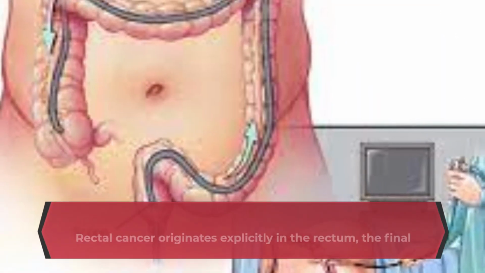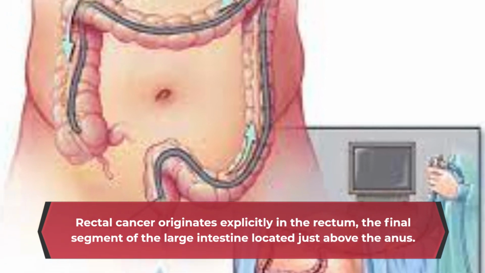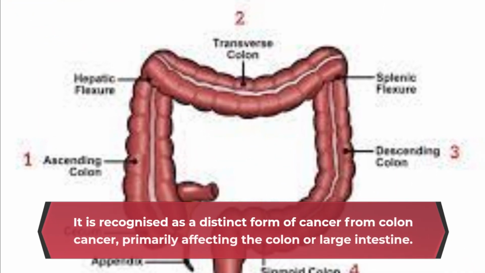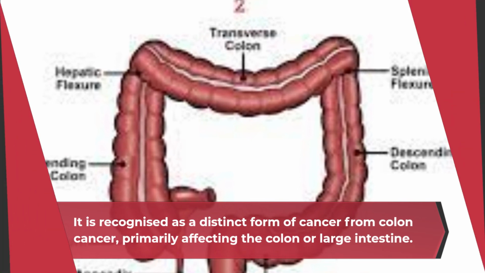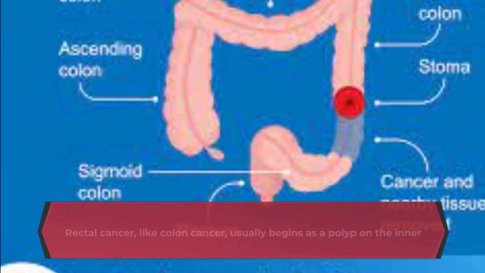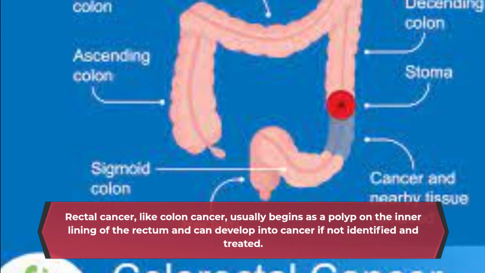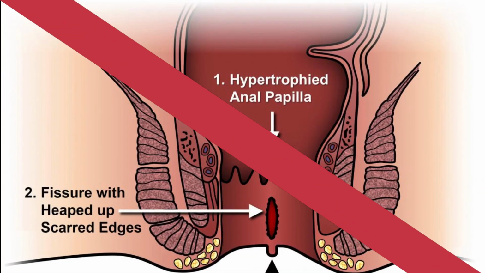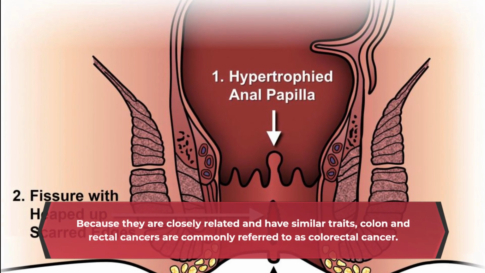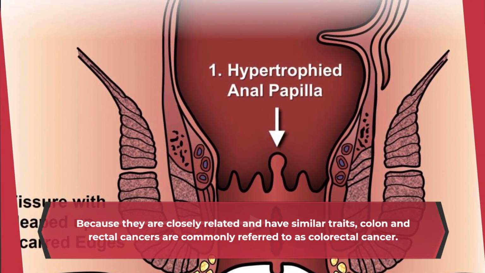Rectal cancer originates explicitly in the rectum, the final segment of the large intestine located just above the anus. It is recognized as a distinct form of cancer from colon cancer, primarily affecting the colon or large intestine. Rectal cancer, like colon cancer, usually begins as a polyp on the inner lining of the rectum and can develop into cancer if not identified and treated. Because they are closely related and have similar traits, colon and rectal cancers are commonly referred to as colorectal cancer.